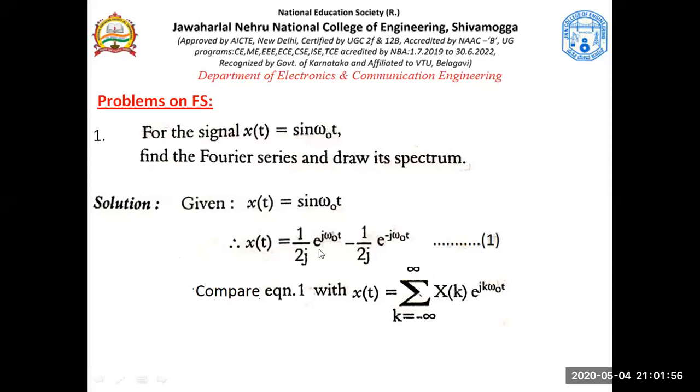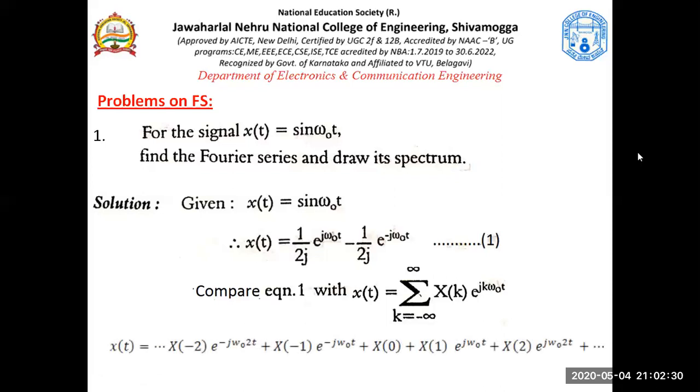Now if you observe this equation 1, this actually is in terms of the same x of t. This is also x of t, and this is in complex exponential terms. This also is in complex exponential terms. Understand? Now we have to compare these two equations. So what is available if you compare?